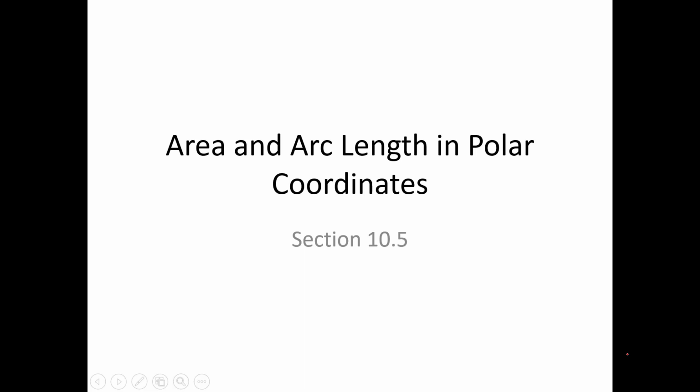We'll be going over section 10.5 today, area and arc length in polar coordinates. We're going to need to find where curves intersect. When you look at this at first glance, it might look like a system of equations where you can solve the system by substitution. So we could substitute in 1 minus cosine of theta for r in this other equation.